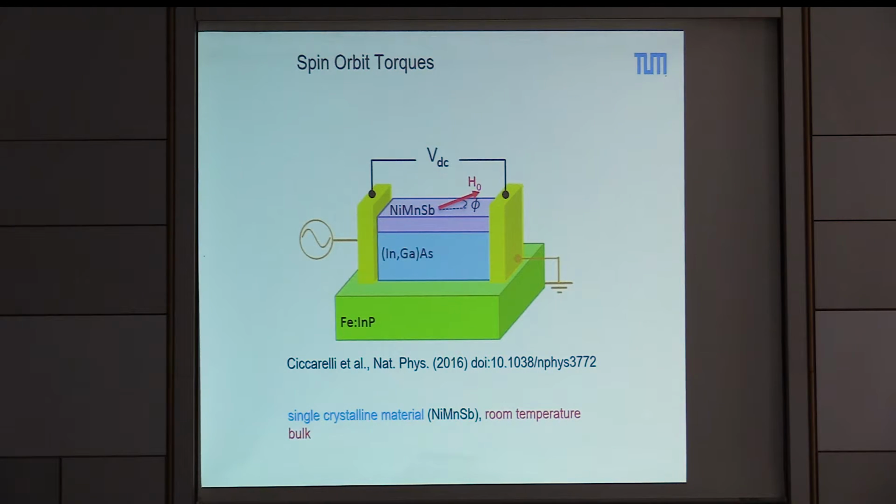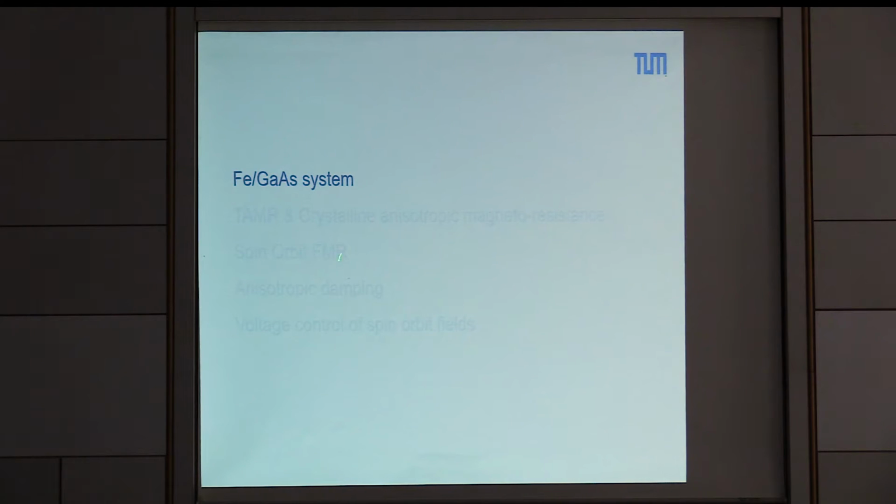And then there was this paper recently by Chiara, who just arrived, I saw, which was on this material nickel, manganese, antimony, which is produced in Würzburg and has a very low damping, so it's very nice to use ferromagnetic resonance type techniques to study this system. And this is a single crystalline material, and here you could see that you actually get effective spin orbit torques also at room temperature.